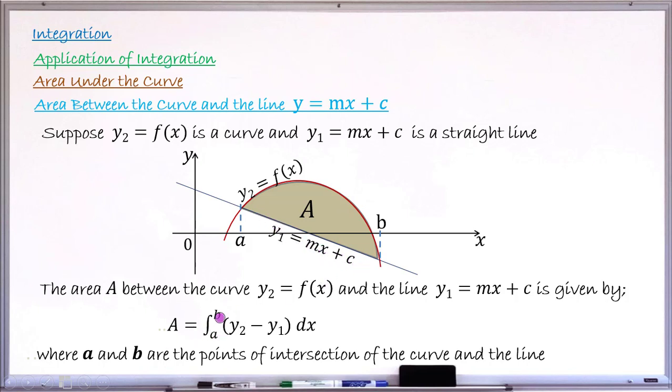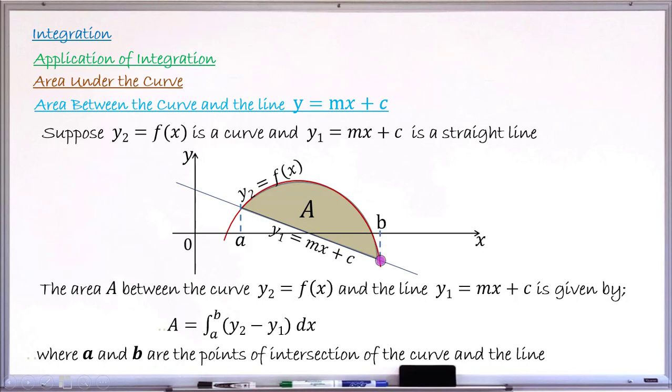Those limits a and b are the points of intersection of the curve and the line. So where the line and the curve cross each other, the value of x at those points, as you can see in this drawing, the curve and the straight line intersect here, and at this point, if I come down to the x-axis, it gives me my a, and they also intersect here. That is, the curve and the straight line cross each other at this point, and if I move to my x-axis, it gives me the value b.